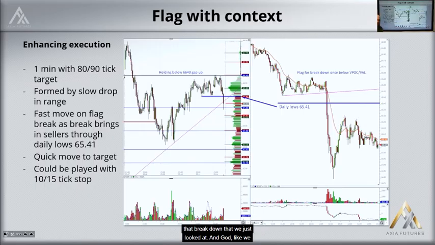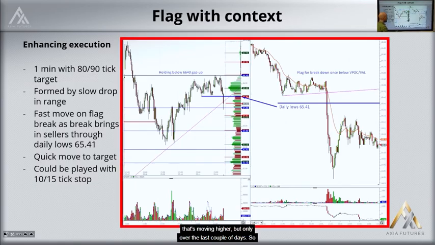Unlike that breakdown that we just looked at in gold, like we talked about with support and resistance, significant levels, so significant daily or hourly lows, are going to find support around that level. Whereas here, what we've got is a market that's moving higher, but only over the last couple of days. So you don't have this huge position.